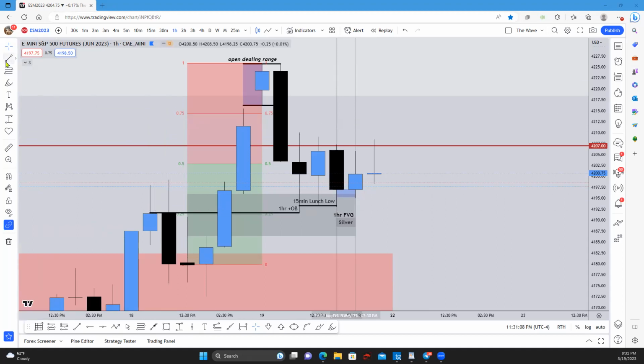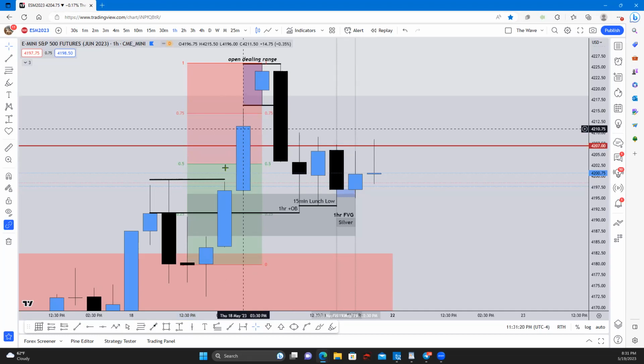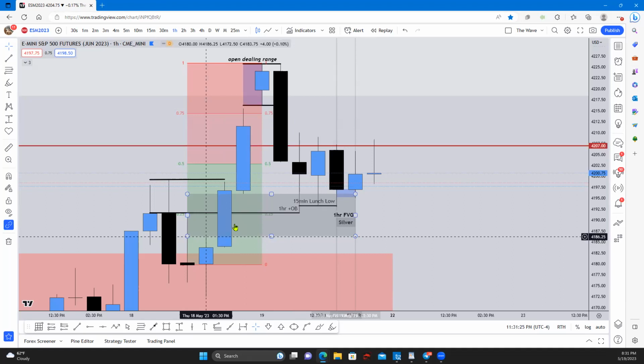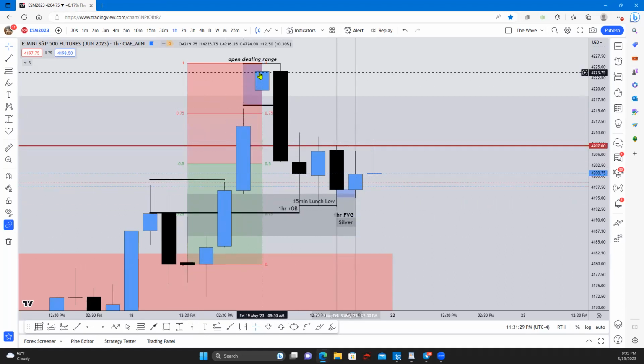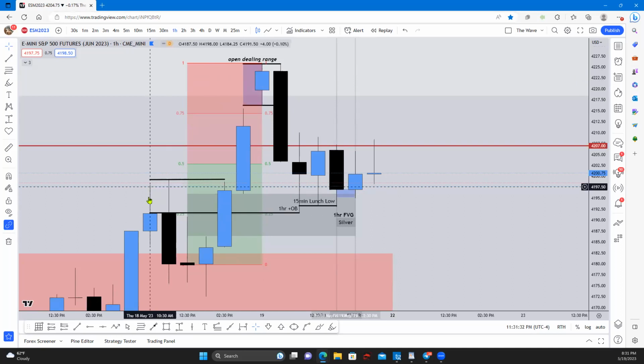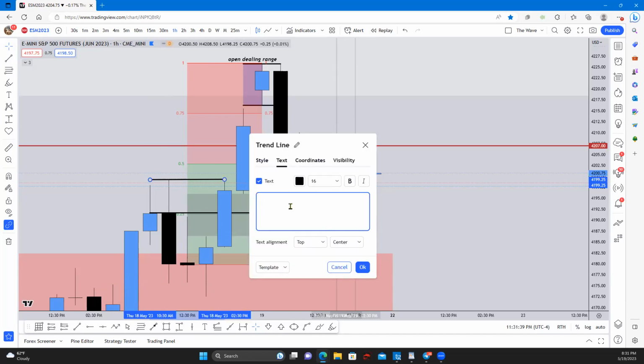You also have your 1 hour market structure shift here. When this candle breaks it with the body closure and it creates this displacement, we have 1 and 2 fair value gaps in this whole price leg. This is a market structure shift on the 1 hour. And I'll just mark this up. 1 hour MSS.